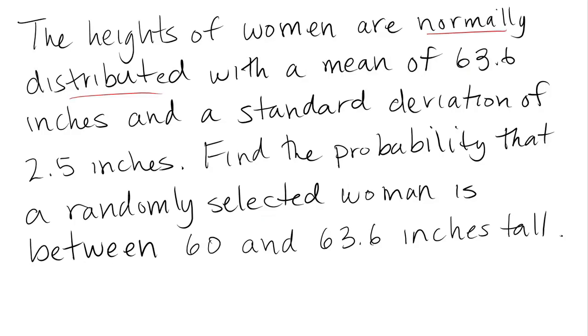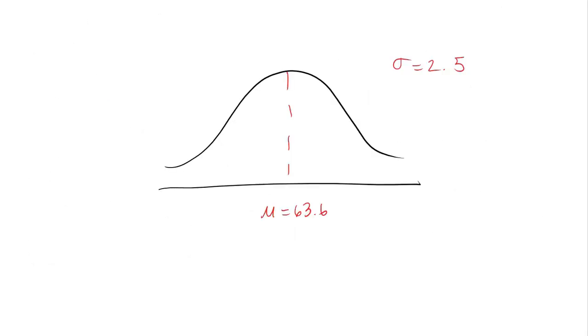Again, this is a between question, so this is what we learned how to do in the previous video, but you'll notice something strange about one of the bounds that I chose. It says find the probability that a randomly selected woman is between 60 and 63.6 inches tall. So 60 is somewhere to the left of the mean, and the upper bound 63.6 is the mean. The area that we want to find is bounded below by 60 and bounded above by the mean itself. We're looking for this slice of area right here. It doesn't matter that the mean is one of the bounds, though. You do the problem the same way.